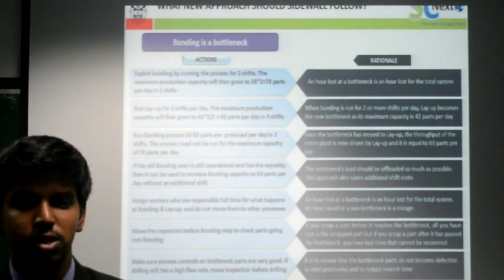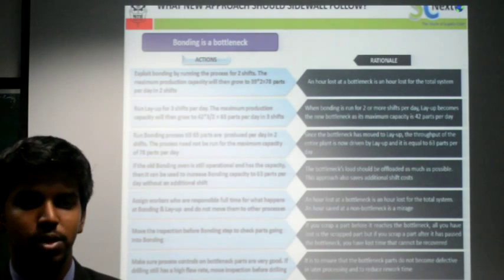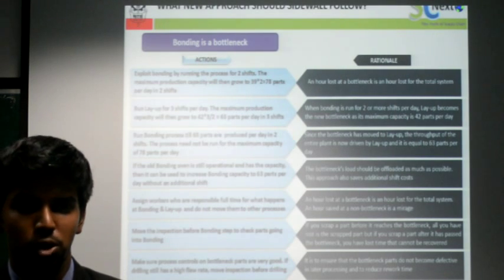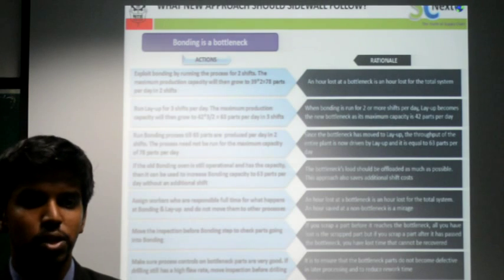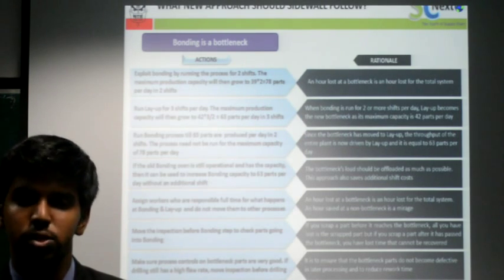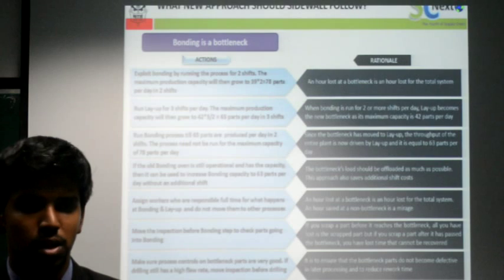But why not run it for 3 shifts? Because when we run bonding for 2 shifts, it produces 78 parts. The bottleneck has already moved up to layup, which currently produces only 42 parts. So we run layup for 3 shifts per day so that its capacity increases to 63 parts. Now we have bonding producing more than the layup. We don't want that to happen, and so we can stop bonding every day when 63 parts are produced.